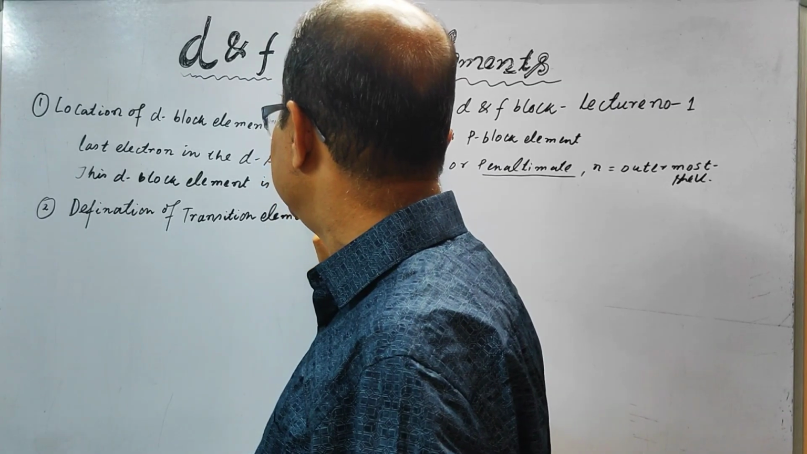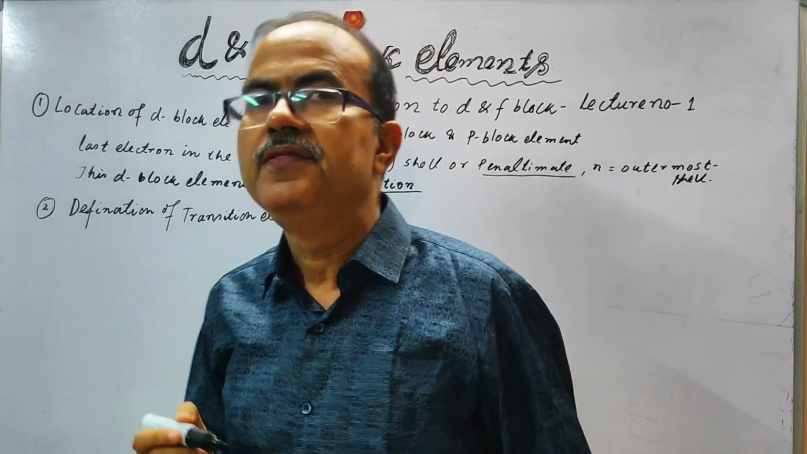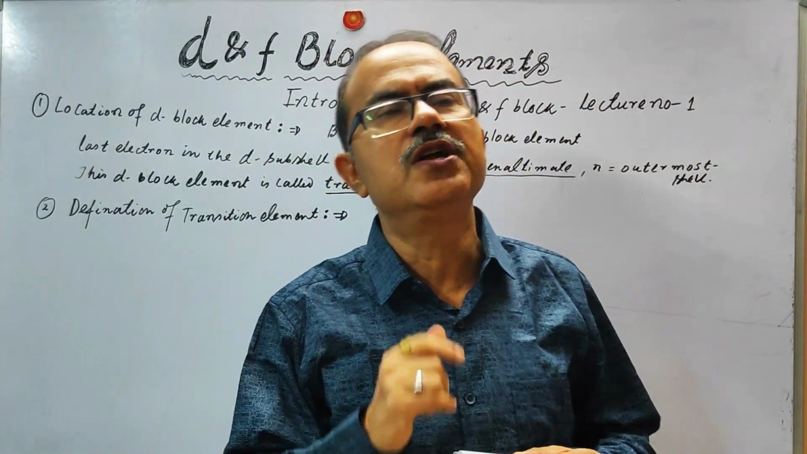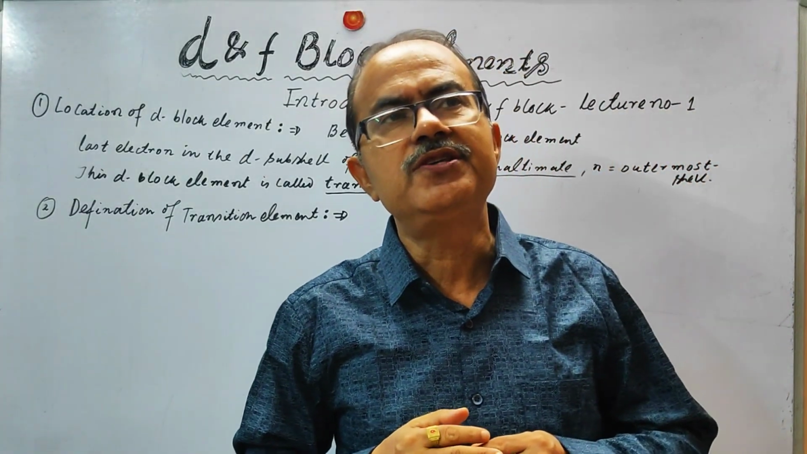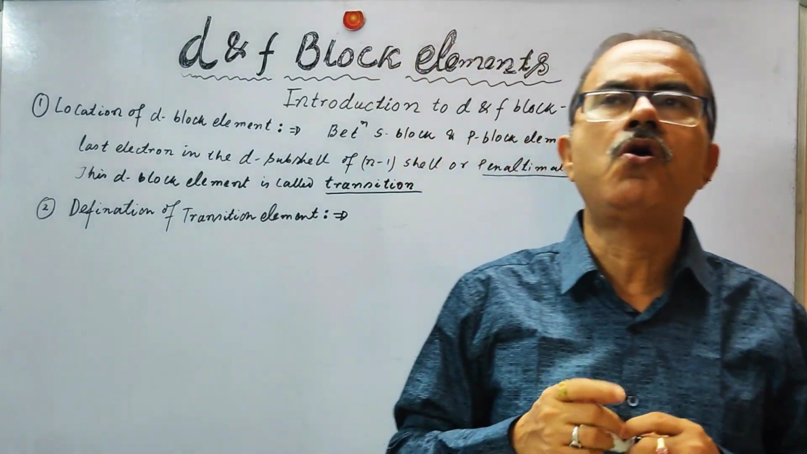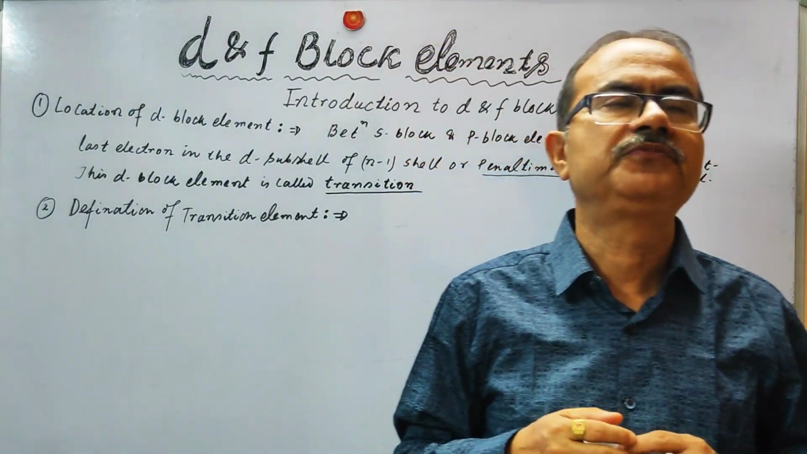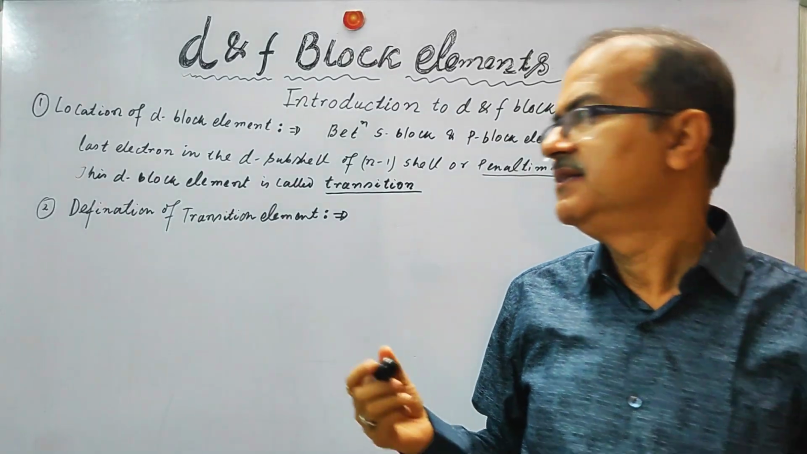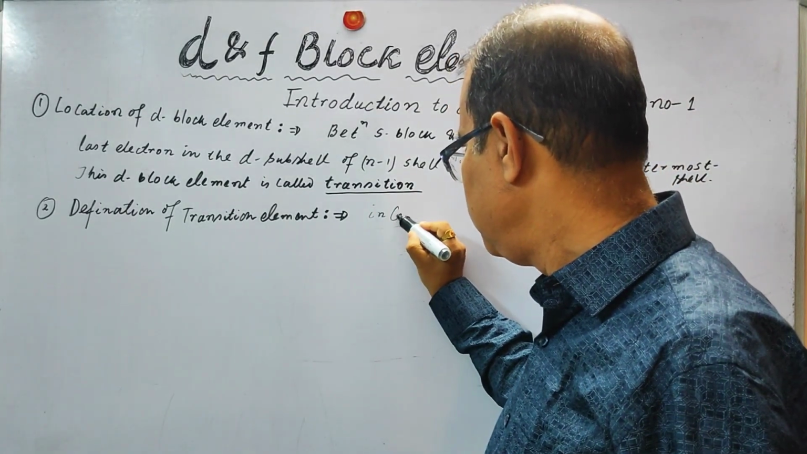Definition of transition element, that is, what is the definition? Transition elements are those elements in which the atom, in the ground state or any oxidation state or in the ionic state, has an incomplete d subshell.